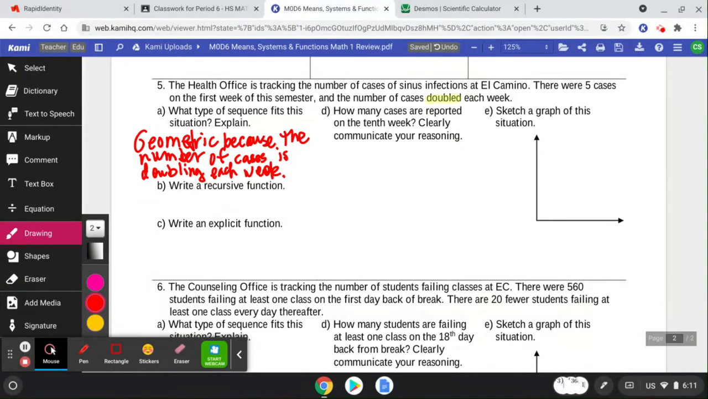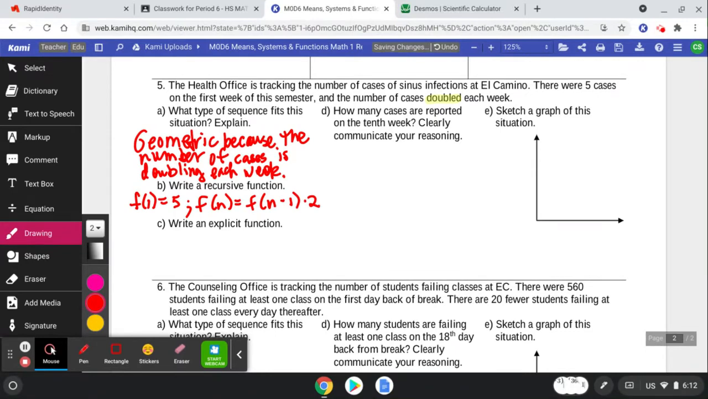Okay, how many cases are reported in the 10th week? Write a recursive and explicit. Here we go. So writing the recursive, in the first week, there were 5 cases. So we're going to start by saying f of 1 equals 5. Then it doubled each week, means f of n equals f of n minus 1 times 2.